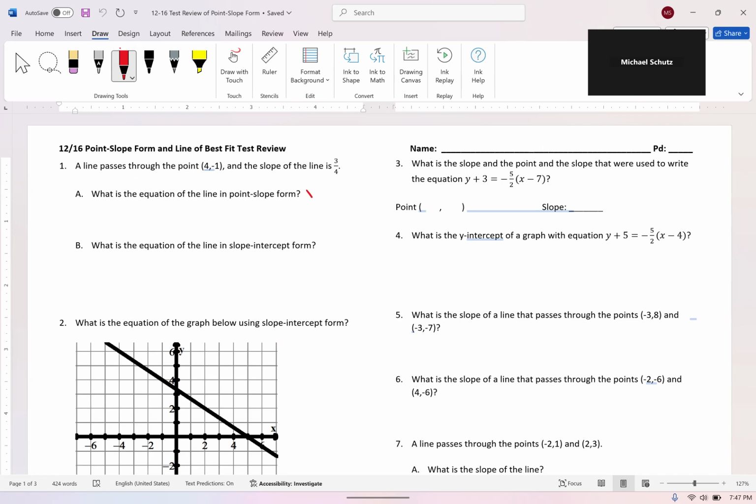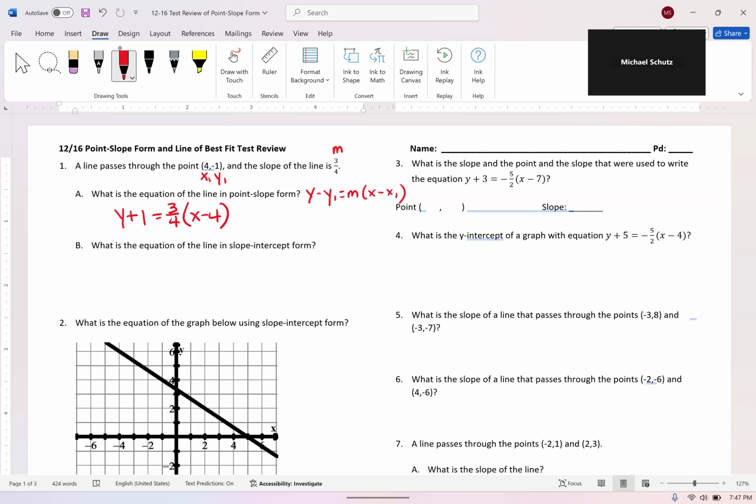So remember, point slope form is y minus y1 equals m parentheses x minus x1. So there is the formula. The point is your x1 and your y1 value, and the slope is your m value. So we're going to plug in -1 for y1. So y minus a -1 is really the same thing as y plus 1. And then 3/4 is our m value, so we're going to plug that in. And then 4 is our x1 value, so x minus 4.